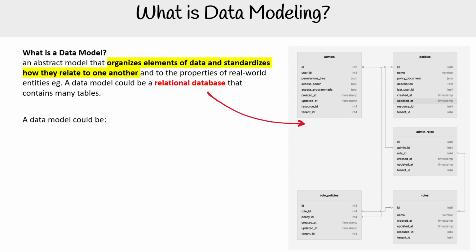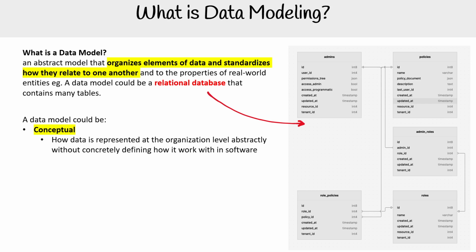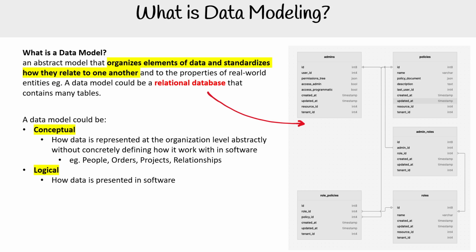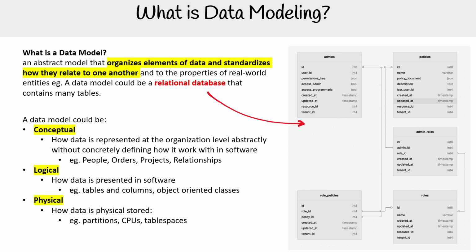A data model could be conceptual, so how data is represented at the organization level abstractly without concretely defining how it works in the software. So think people, orders, projects, relationships. It could be logical, so how data is presented in software, so tables and columns, object-oriented classes. Physical, so how data is physically stored, such as partitions, CPUs, and table spaces.